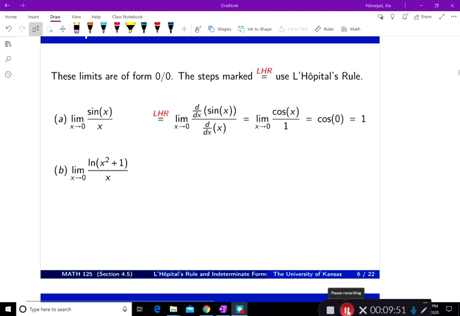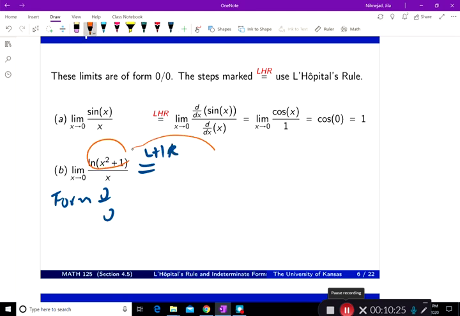The second one of these is the limit as x approaches 0 of natural log of x squared plus 1 over x. Natural log of x squared plus 1, if I plug in 0, I get ln of 1, which is 0, and then over 0. So the form is 0 over 0. Now, can I use the LHR? Let's try. Take the derivative of the numerator, put it over here, derivative of the denominator, put it over here. Don't forget to put in your limit, because this is not equal unless there is a limit between them.